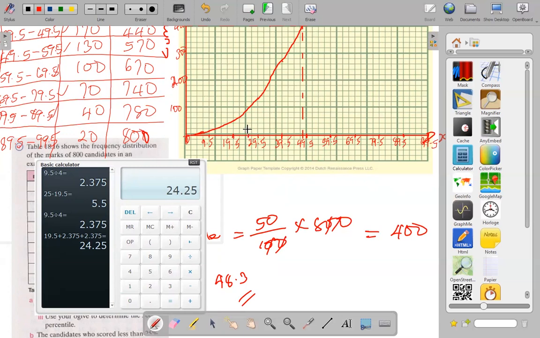So I will trace this point to the curve, and where I meet the curve, I will trace it to the cumulative frequency, which is 100. I'm doing rough work here. So the number of students that will be withdrawn will be 100.